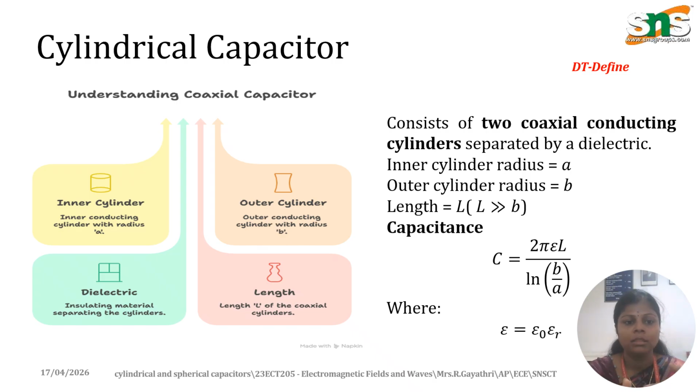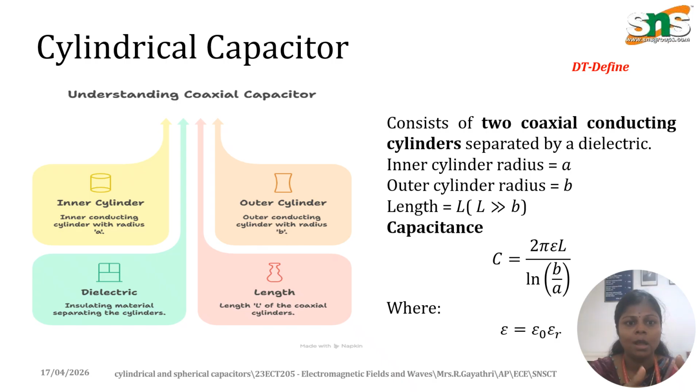Coming to the definition of the cylindrical capacitance, it consists of two coaxial conducting cylinders. The coaxial cylinder has an inner cylinder as well as an outer cylinder. The inner cylinder has a radius A and the outer cylinder has a radius B. The cylindrical capacitance is designed so that its length is greater than or equal to the outer cylinder radius. And the dielectric material is used between the two coaxial cylinders.